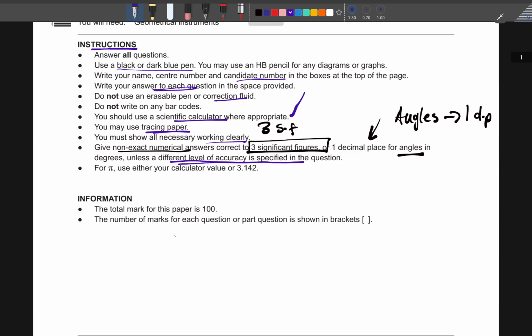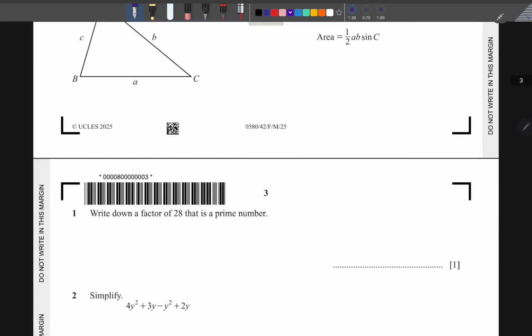Other than that, what should you always do? 3SF, guys. The final solution should have 3SF. And angles should have 1 decimal place. Right. Anyway, we're going to use pi in the calculator for this one, where they say for pi, we're going to use pi. Anyway, 100 marks. Let's get to work.